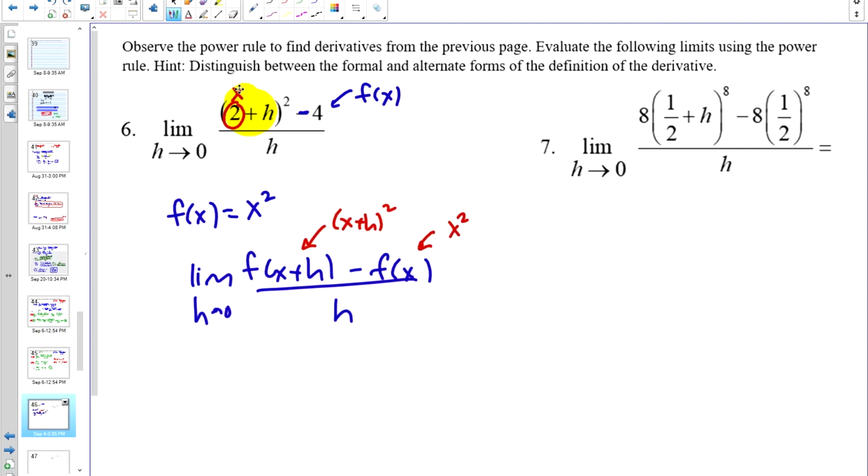And everywhere there's an x, they put in 2. So all they did was said this was equal to the limit as h goes to 0, and everywhere there's an x, they put in 2. So this became 2 plus h squared minus, and then this became 2 squared over h. So this 2 squared is where they got the 4 from. Okay, it was basically your f at 2.